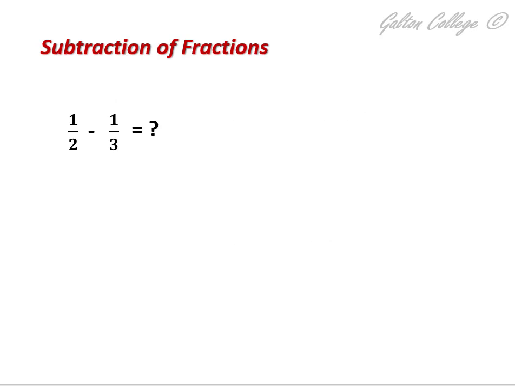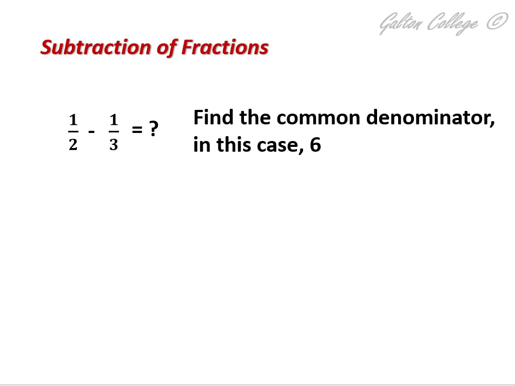Now subtraction. What's a half take away 1/3? Again, we have to find the common denominator, in this case 6. 2 times 3, 6. A half is 3 over 6. Well, 2 into 6 goes in 3 times. 3 times 1 is 3. So 3 over 6. 1/3 is 3 into 6 goes twice. 2 times 1 is 2. So 1/3 is 2 over 6.